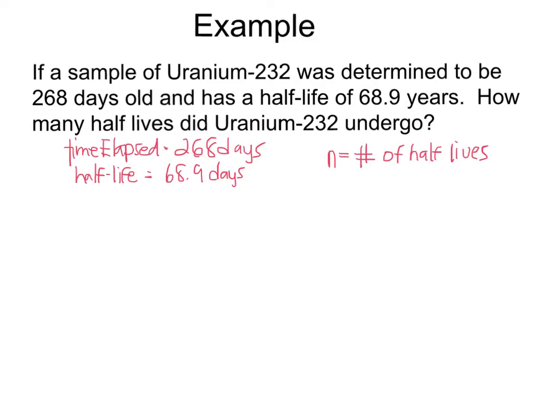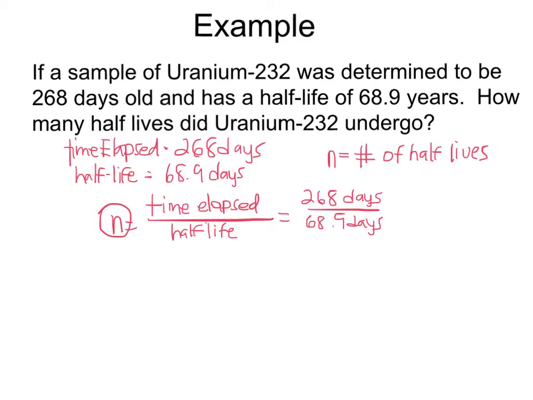If we're looking for n and we know the two other pieces of information, we can find the equation that will solve for what we are looking for, and that is n equals time elapsed divided by half-life. Since I'm solving for n, I don't need to rearrange my equation. I can just plug and chug. 268 days divided by 68.9 days, and the days cancel out, and you should end up with 3.84 half-lives.